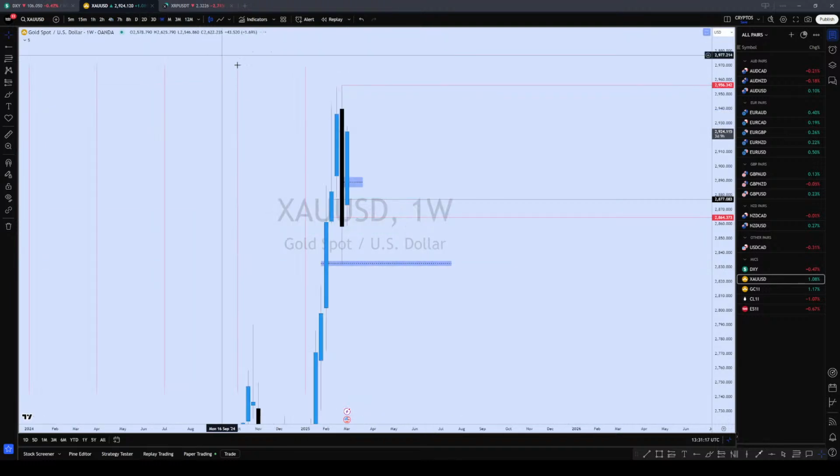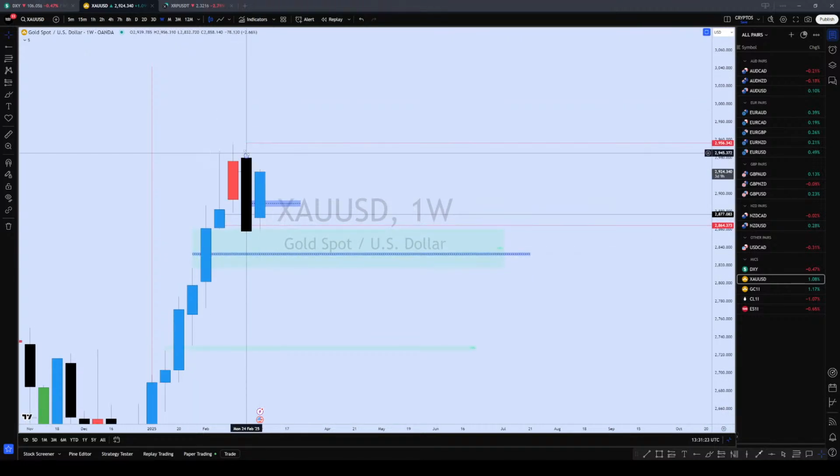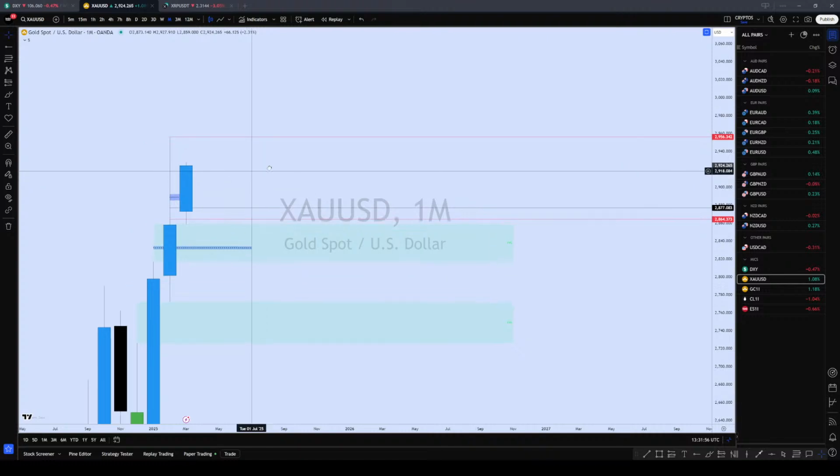Now on the weekly time frame, it's either this down candle is a reaccumulation, or it's a confirmation for price to come back into a pullback. It's either a swing for price to come into a pullback, or this down candle here is a reaccumulation. To know which one it is, the monthly will give us the clue.